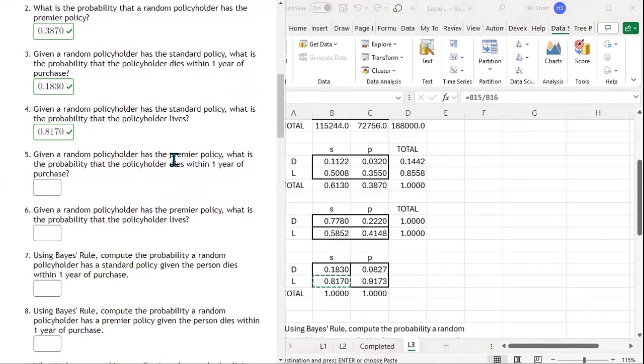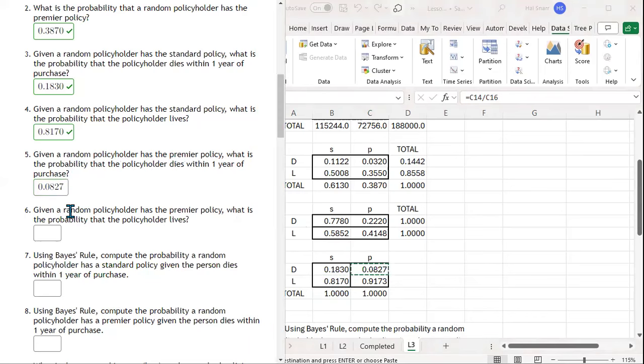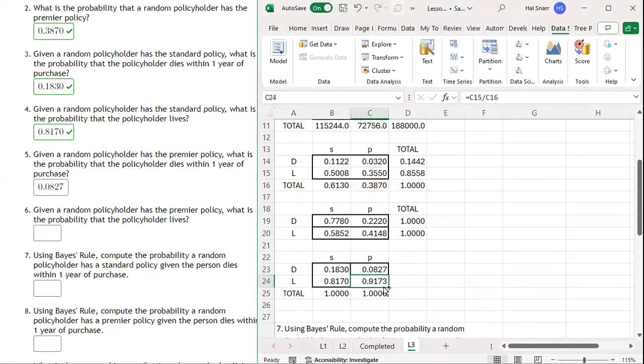Given a random policyholder has the premium policy. So now we're in this column here, right? Given a random policyholder has the premier policy, what is the probability that the policyholder dies within a year of purchase? These are the conditional probabilities given the policyholder has a premium policy. This is the probability that that person dies within the year. Given the random policyholder has the premier policy, what is the probability that policyholder lives?